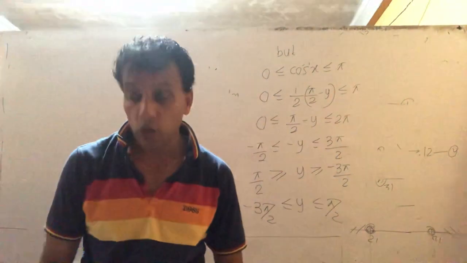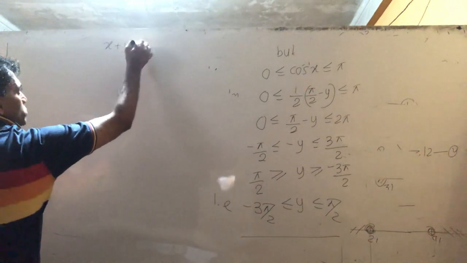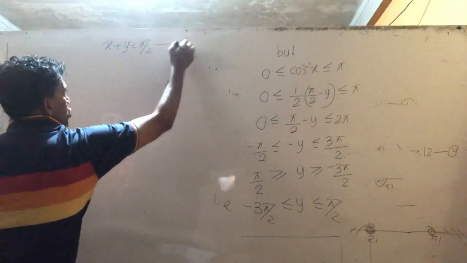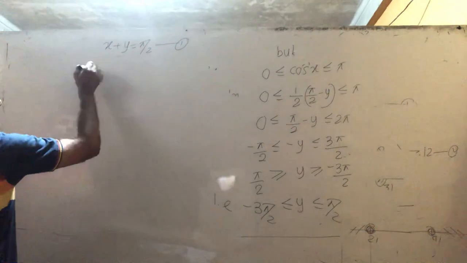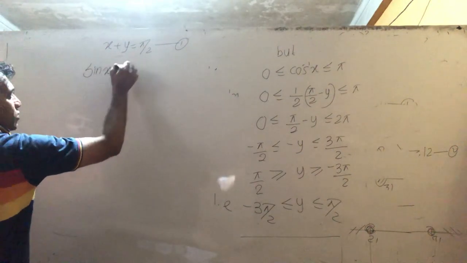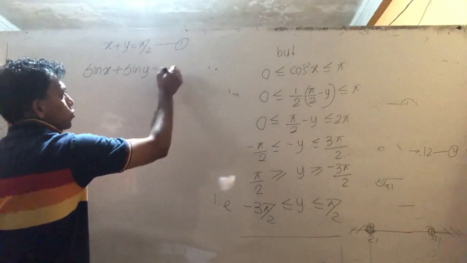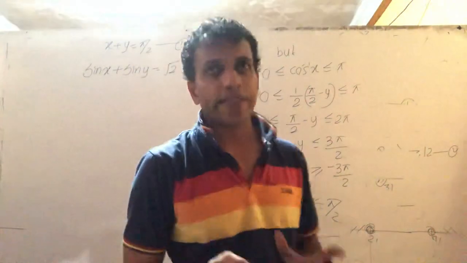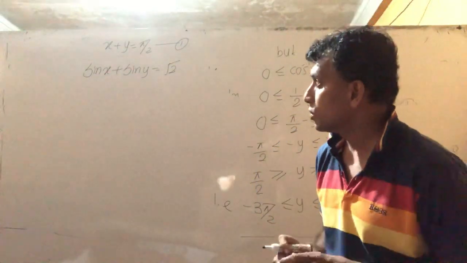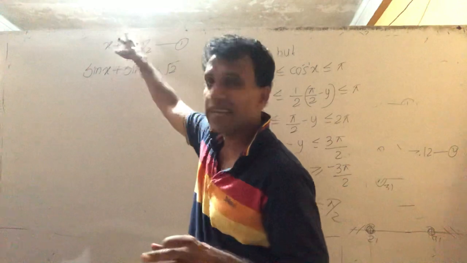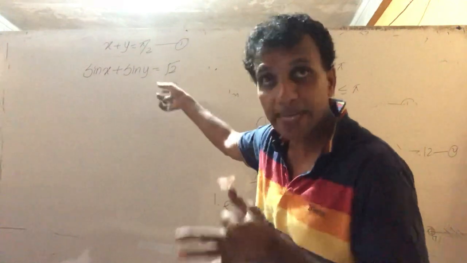Also I make another part, part B. Solve the system of equations: x plus y equal pi by 2, which is the first equation, and the other one is sin x plus sin y equal to square root 2. We find a general method to solve for x and y. This is a complete trigonometry part; here is the linear part. Now I simplify this. I don't put the second equation yet, later I apply it.